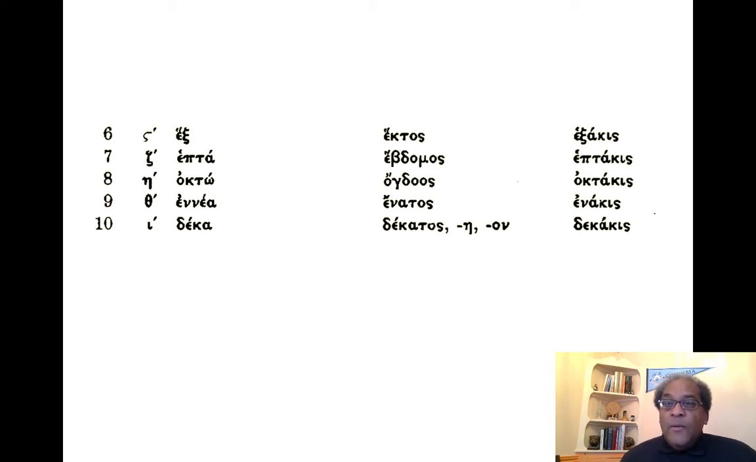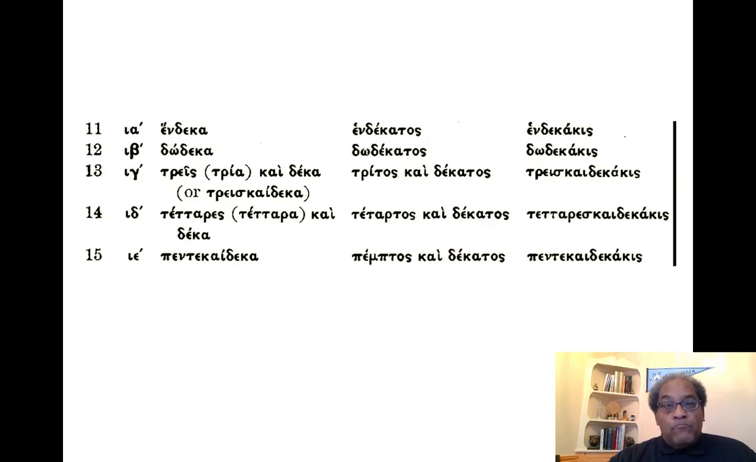And then again, we have the akis suffix, so hexakis, heptakis, oktakis, enakis, dekakis. But golly gee, I could probably count on one hand the times I've encountered any of these adverbs, i.e. the third column members in my reading. So you really want to just concentrate on the ordinals and the cardinals.